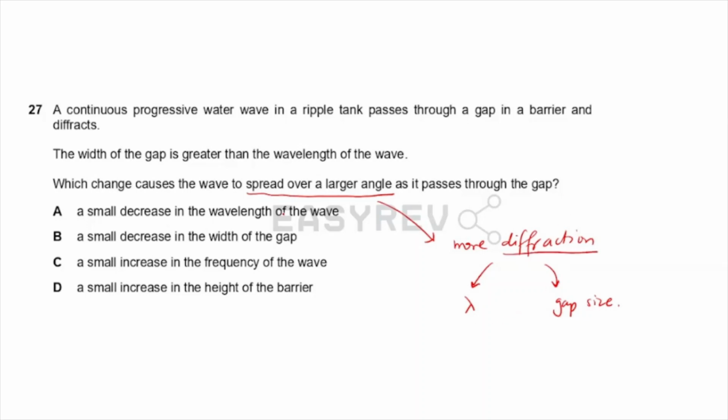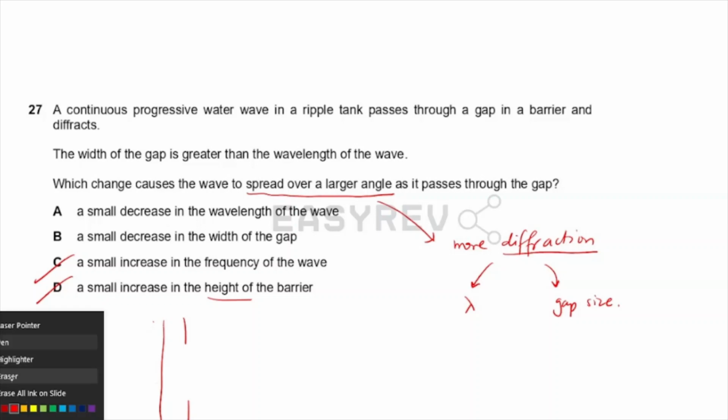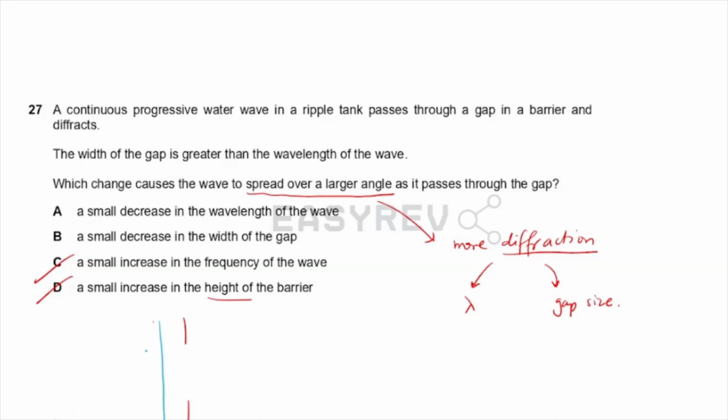So frequency wouldn't change anything because that depends on the source rather than the point of diffraction. Height of the barrier will once again change nothing. So you're left with either option A or B. If you look at the situation, you're given the case where the gap is greater than the wavelength. So let's say the red line that I've drawn is the gap, then these blue lines that I'll draw are the waves. The gap is larger than the wavelength currently.